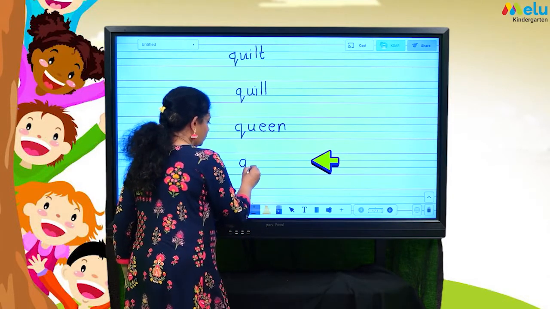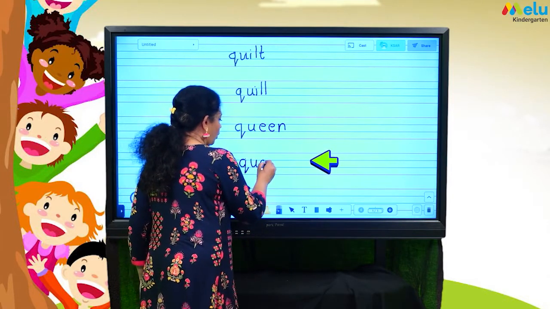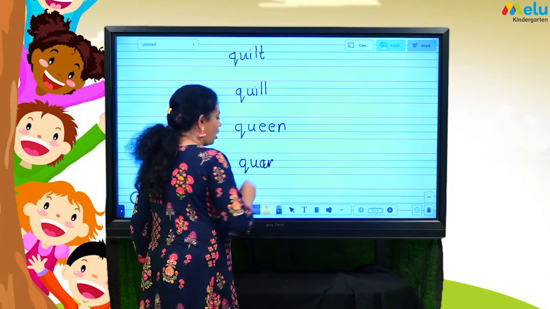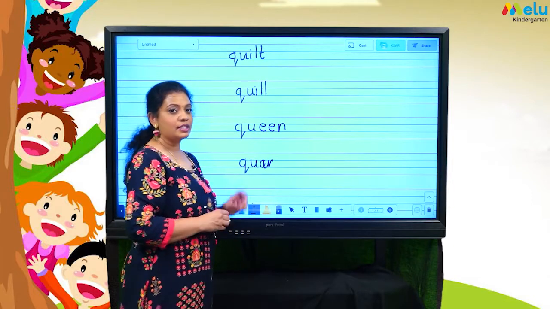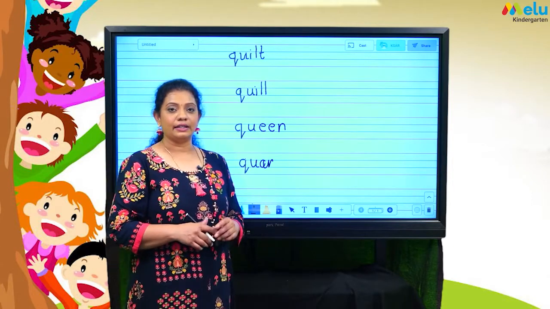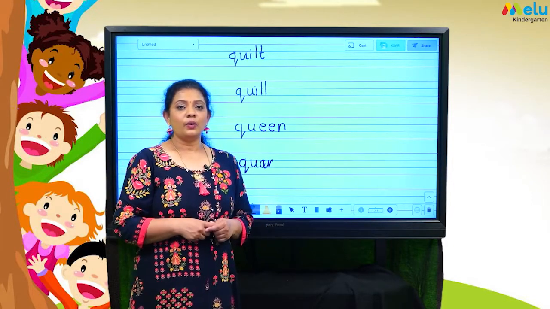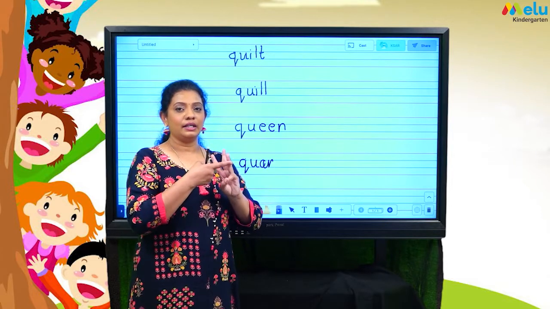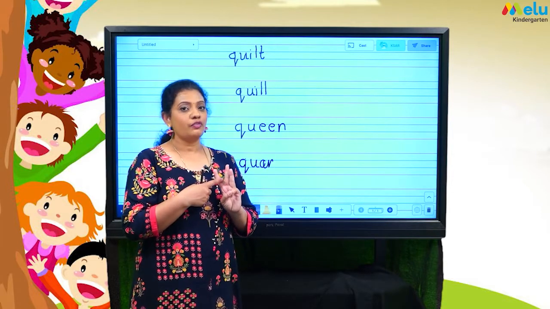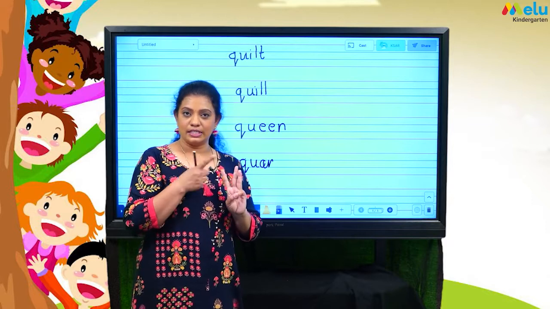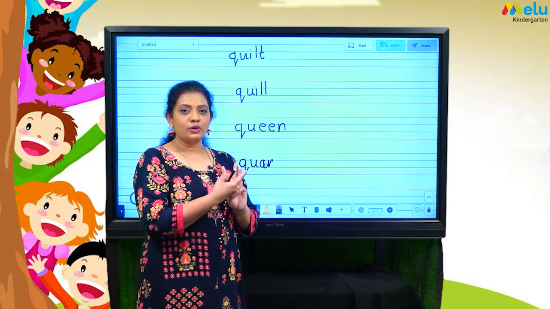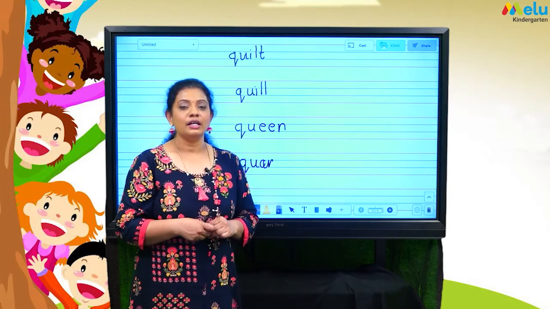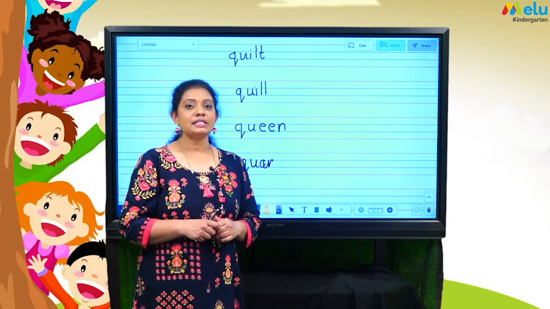Q, U, A. Quar. Tet. Right? The second syllable is tet. So what all sounds are included? Ta, a, t. Tet. Right? So which letter sounds T? It is T. On the last sound also T. So the second syllable is tet.